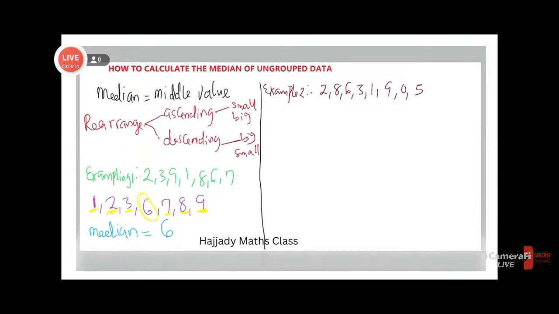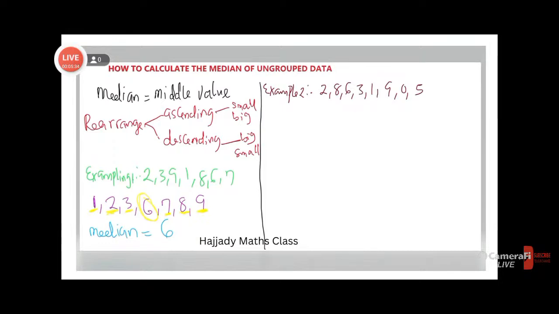So the first thing to do, as usual, is to rearrange. We can decide to arrange in ascending or descending order. In example 1, we've used ascending order. So for example 2, let's decide to use the descending order. Using the descending order means from the highest to the lowest.